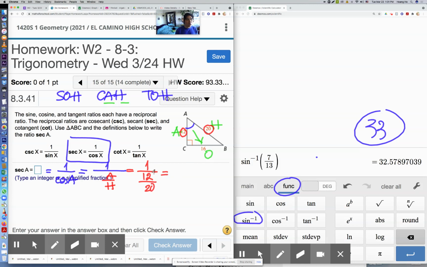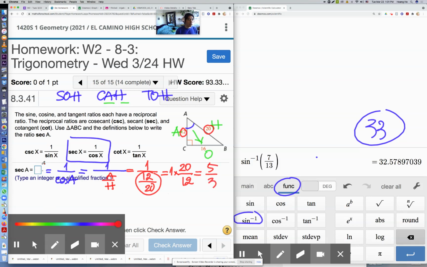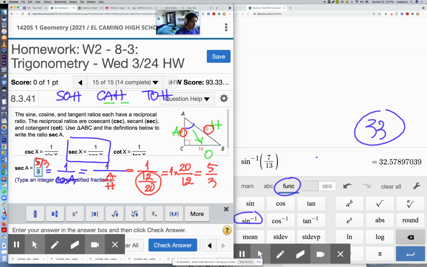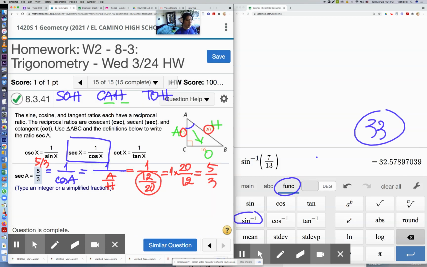So 1 divided by a fraction equals 1 multiplied by the reciprocal of the fraction. So that should be 20 over 12. Simplify by 4, so 5 over 3. Okay, so the answer is 5 over 3. So right here, 5 over 3. Done. That's it. Done.